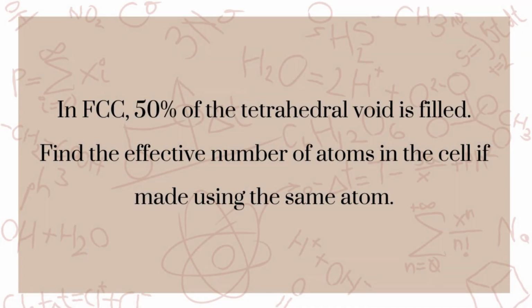Now, the next question says that 50% of the tetrahedral voids of an FCC lattice is filled, find the effective number of atoms if made using same atoms. The question is very simple. If you know the basics of solid state, this should be done.